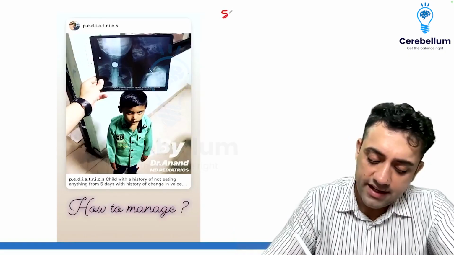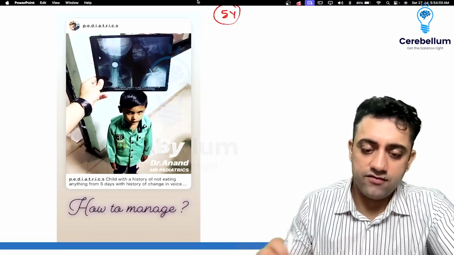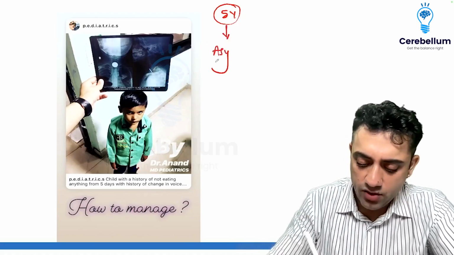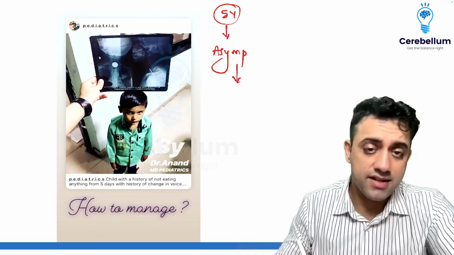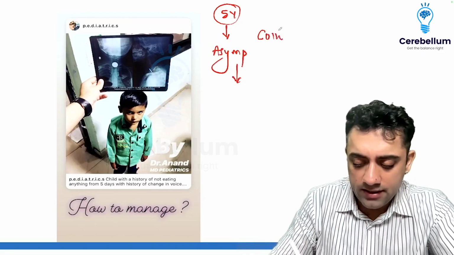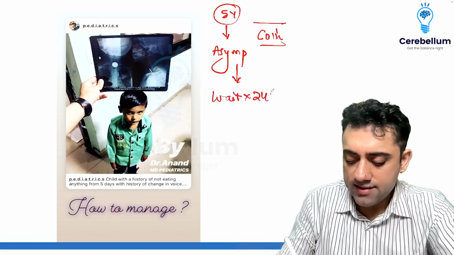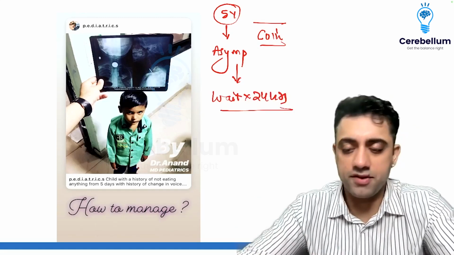So, a simple question. This 5-year-old boy has swallowed a coin. We have done that. Right now, if the patient is asymptomatic and it is just a coin, what do you want to do? Nothing. You wait for 24 hours. If it is still at the same position, remove it.